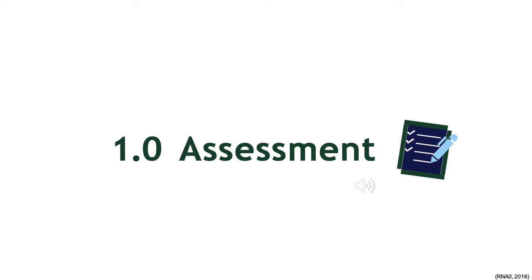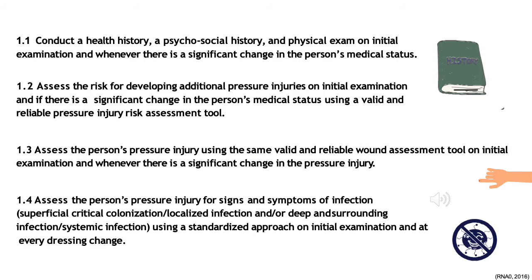Objective number 1 touches on assessment. 1.1. Conduct a health history, a psychosocial history, and physical exam on initial examination and whenever there is a significant change in the person's medical status. 1.2. Assess the risk for developing additional pressure injuries on initial examination and if there is a significant change in the person's medical status using a valid and reliable pressure injury risk assessment tool.